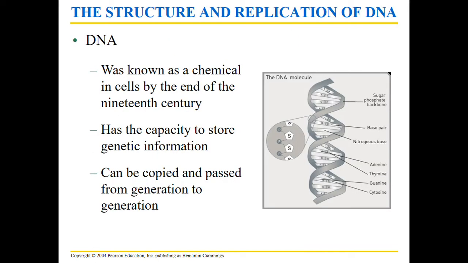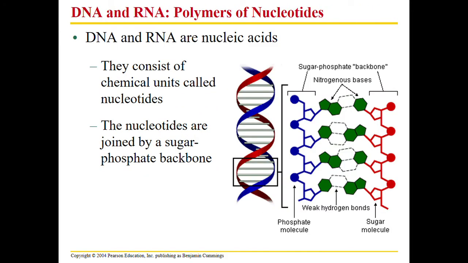What we know about DNA is that it stores genetic info and passes it from generation to generation. Our nucleic acids, we touched on this in one of our early chapters. These polymers of DNA and RNA are made up of subunits called nucleotides, which are bound together by a sugar phosphate backbone and a nitrogenous base that codes for proteins.